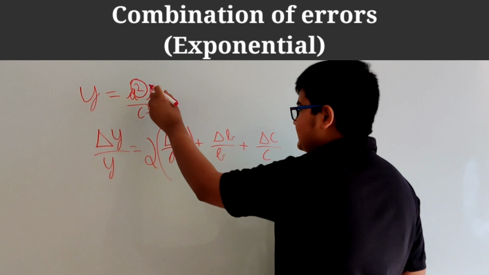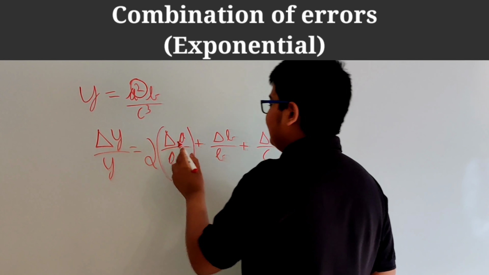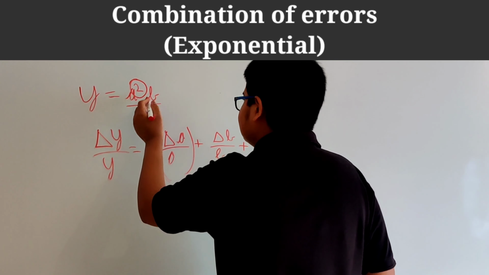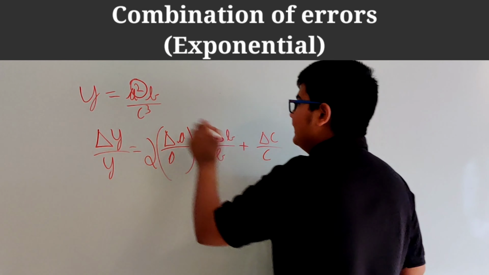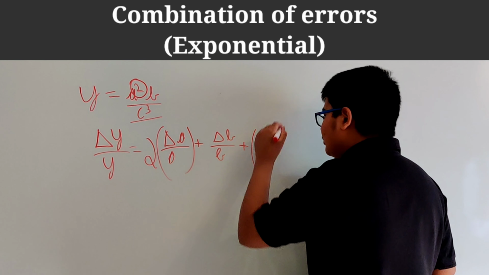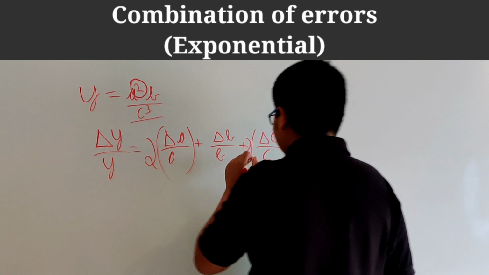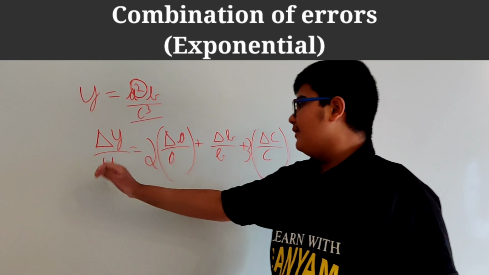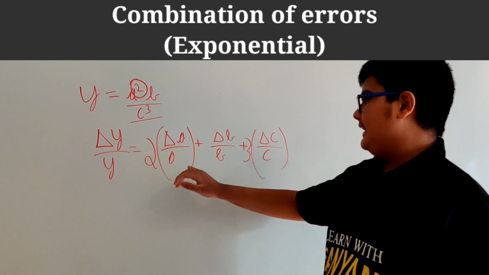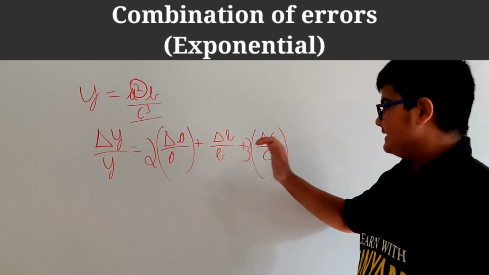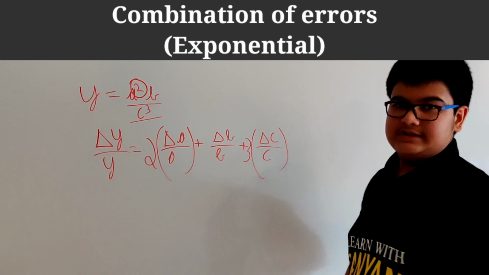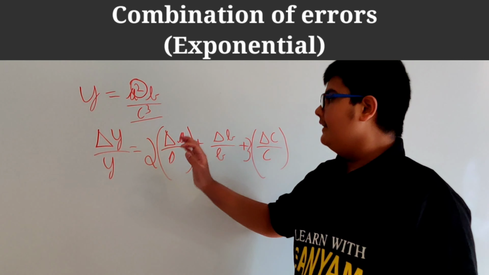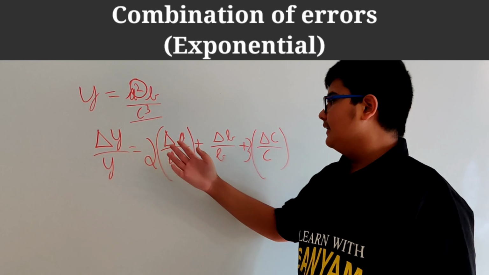As there is A square here, it will become 2 delta A upon A. And as there is nothing with B, it will remain single. And as C is in cube, that's why it will become 3 delta C upon C. So the final equation becomes delta y upon y is equal to 2 delta A upon A plus delta B upon B plus 3 delta C upon C. So the exponent is multiplied with the fractional value.